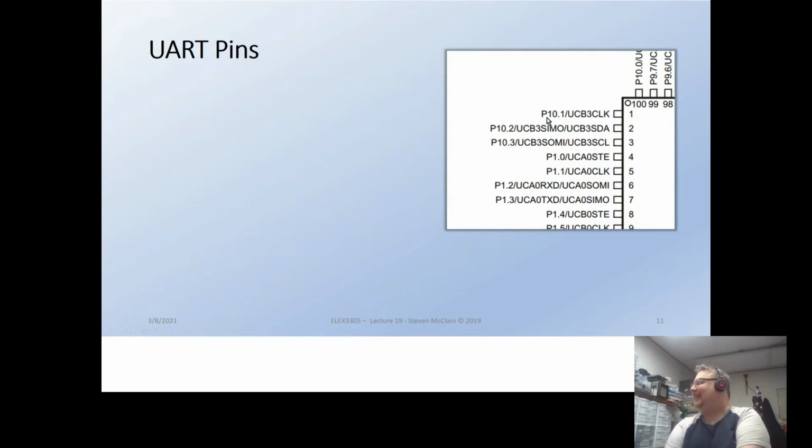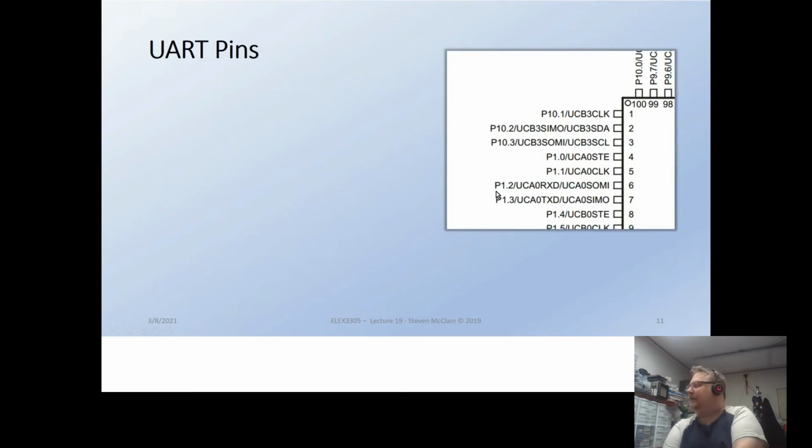Okay. So this is like P10 right here, right? And this would be UCB 3, and this is like the clock pin. That's the actual clock pin of UCB 3. Now it all of a sudden makes sense, right? Now we can read this one and say this is either port 10.2 or UCB 3, and this is slave in, master out, which is the SPI port, which we'll talk about, or the SDA, which is the I2C version of it.